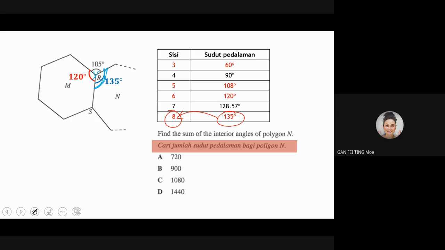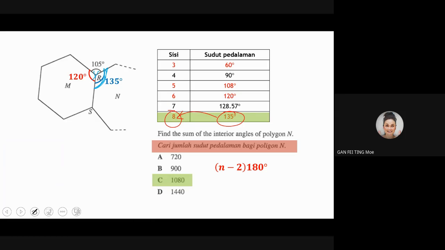You memorize if you could, right? Then n is 8. So then what happened? Sub the value into the formula. 8 minus 2, you get 6. 6 times 180, you get 1080.